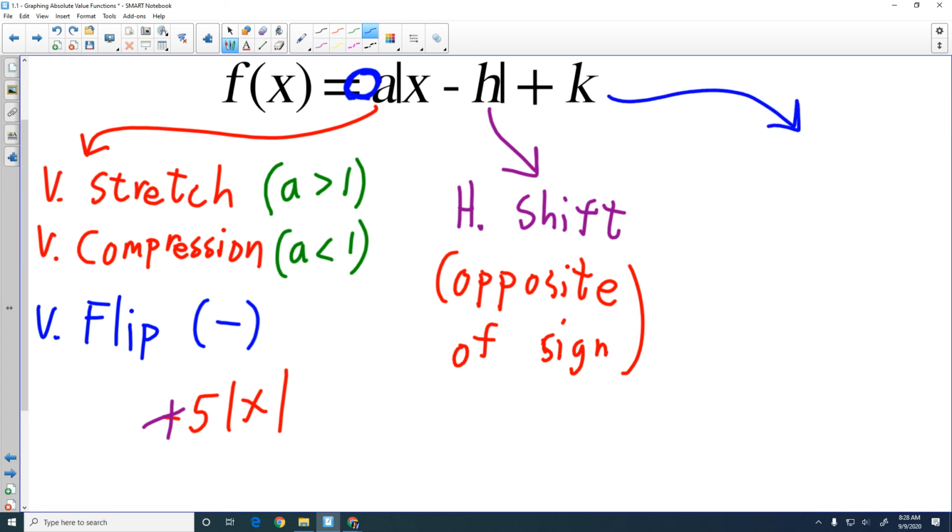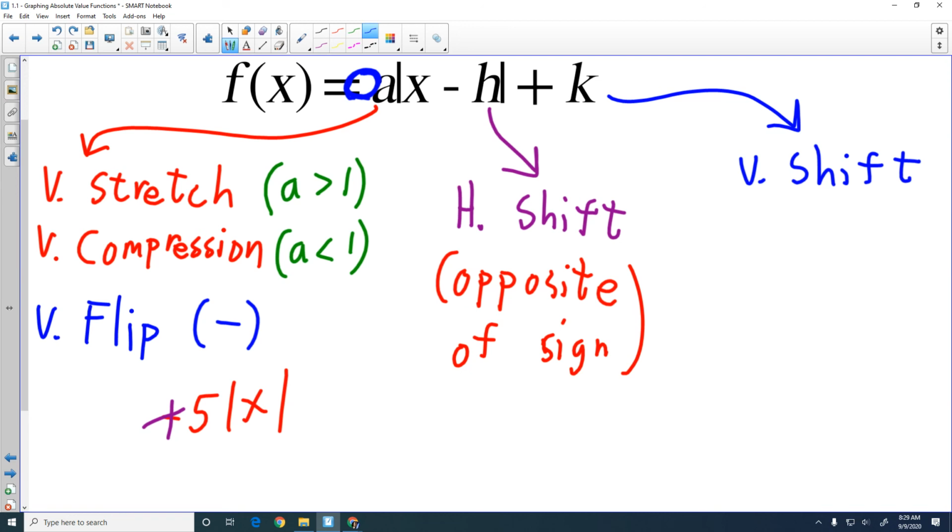What does K do? If I've got a number that I'm adding or subtracting that's completely outside of the absolute value, what's it do to our graph? That's it. That's the vertical shift. It's going in the Y direction because it's not grouped with the X. So I'm going to write V shift. So that K just does a vertical shift to our graph. Is it the opposite sign as well? Do I have to flip it like we did with the horizontal? No, this one's normal. No changes there.